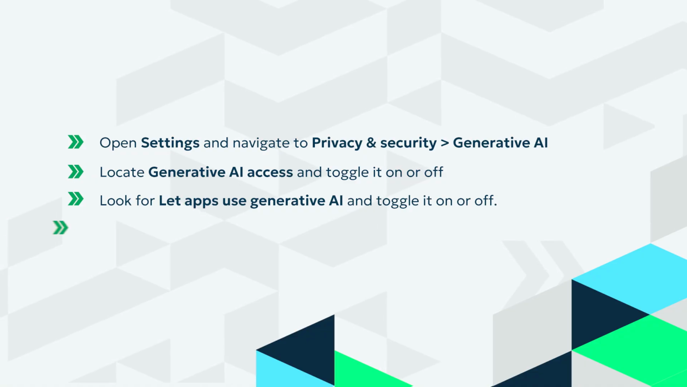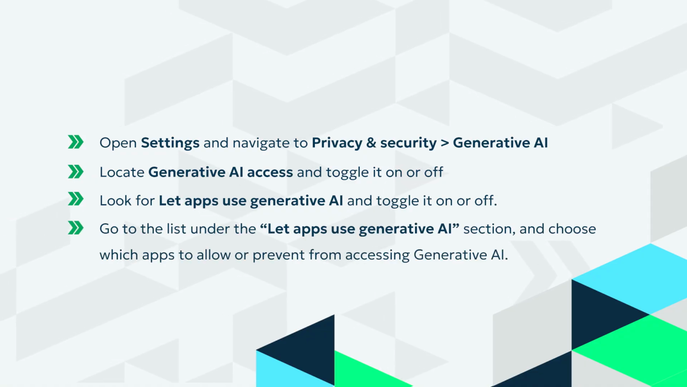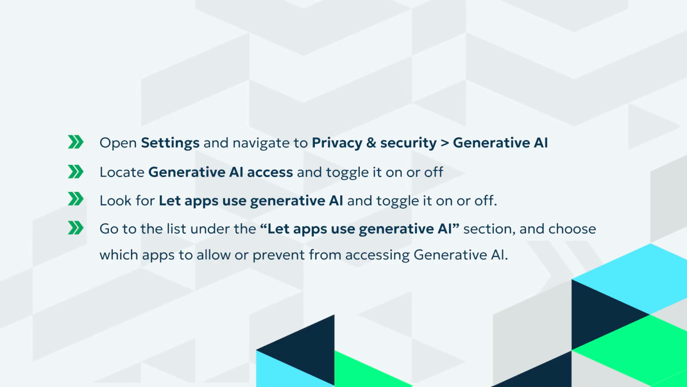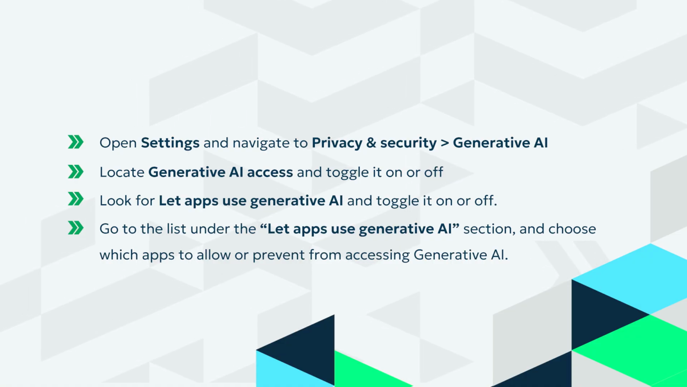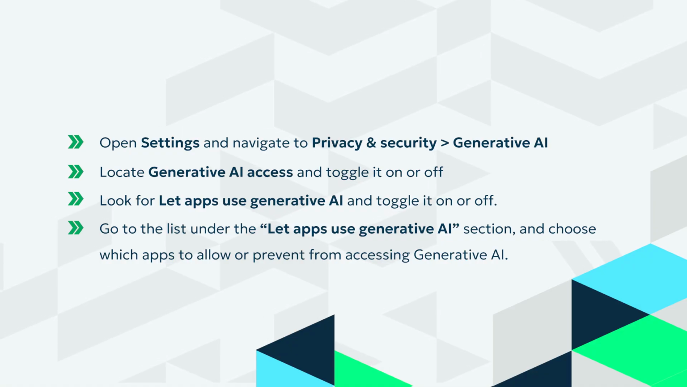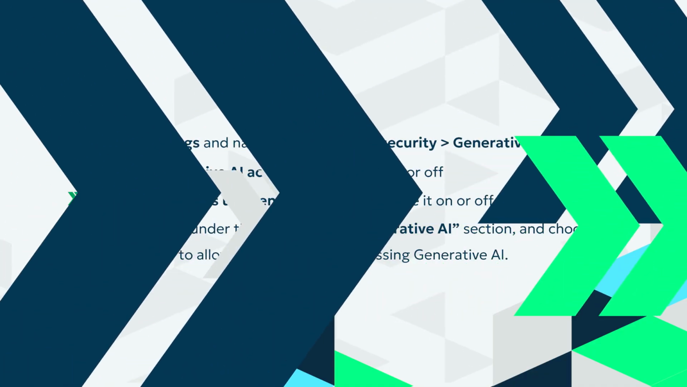Finally, if you want to limit access to selected apps, go to the list under the Let apps use generative AI section and choose which apps to allow or prevent from accessing generative AI.